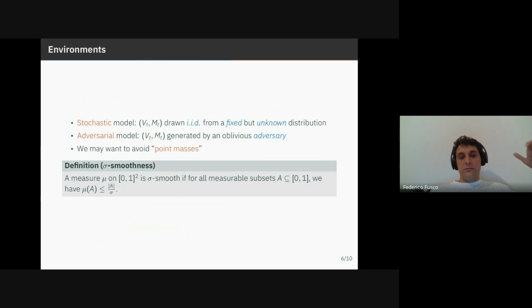Now, for the sake of completeness, and also because we will see this will bring a meaningful result, we also study the smooth versions of these 2 models. What do we mean by smooth? Here is the definition, a property of random variables and measures. We are going to require that the environment cannot generate pairs that are too concentrated. So this is a way to avoid point masses.